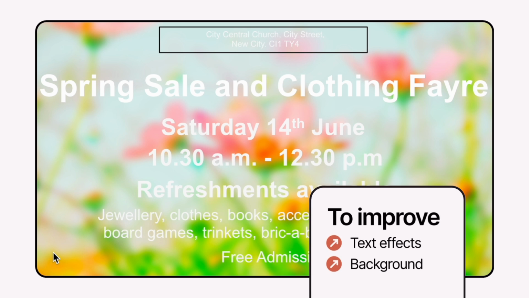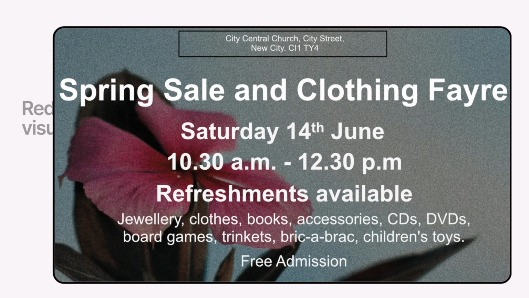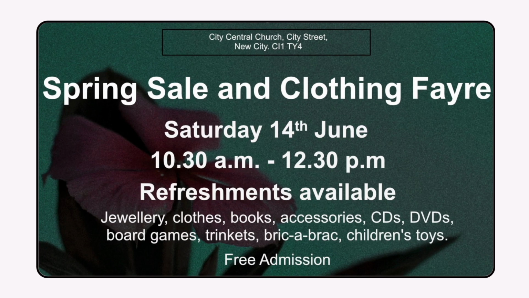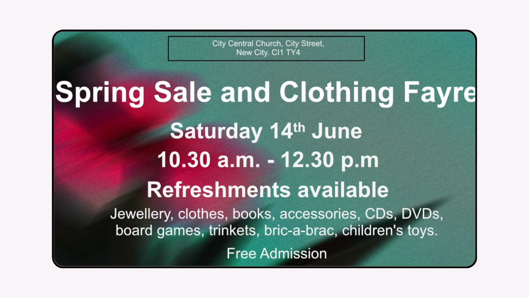So to solve this problem, I've chosen another image of a flower to use as the background, but this one has a single focal point. It's got one flower, and that means it's less busy and it helps reduce the visual clutter on the design. This image is also a little bit darker than the other image, which means that there's more contrast between the background and then the text on top of it, which makes it easier to read. And if we want to keep that kind of blurred flower style that we had on the other background, we can add a slight blur effect, and this helps the text stand out even further.